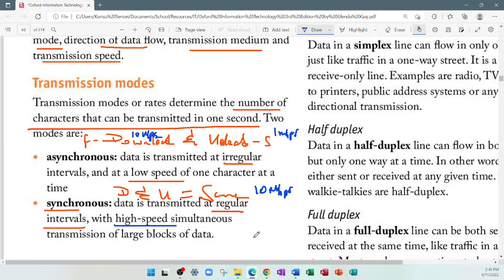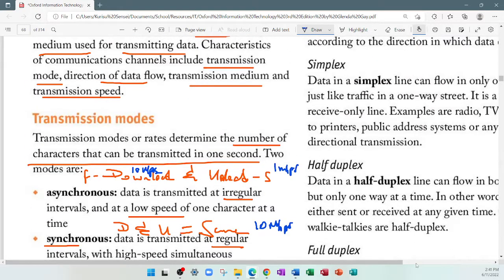Asynchronous is slower, it sends the data irregularly. Download is faster, upload is slower. And synchronous, the data is regular, it has higher speed. Why? Because the upload and the download are both the same.